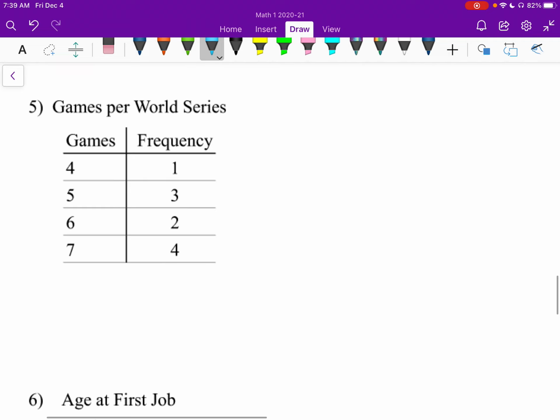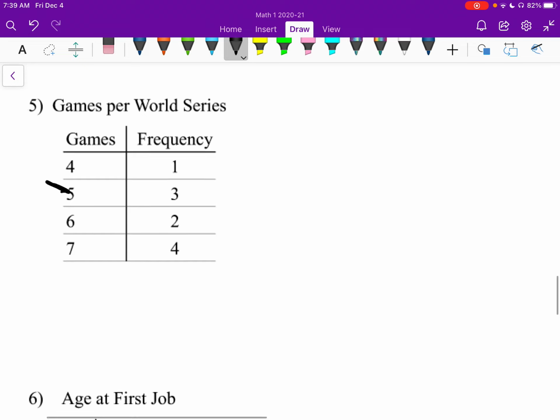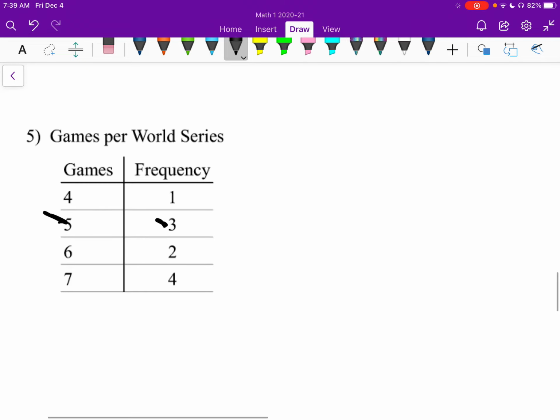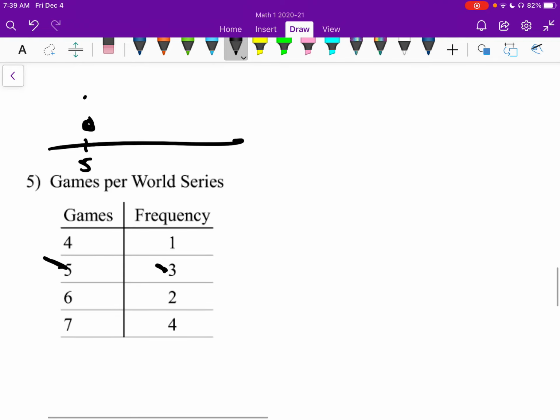Number 5. Now this represents the data a little bit differently. This tells us that 5 happened 3 times. You can kind of think of it as a dot plot, where if it was 5, it would have 3 dots above it, right? That's kind of the way that I convert it in my head to make it make sense.